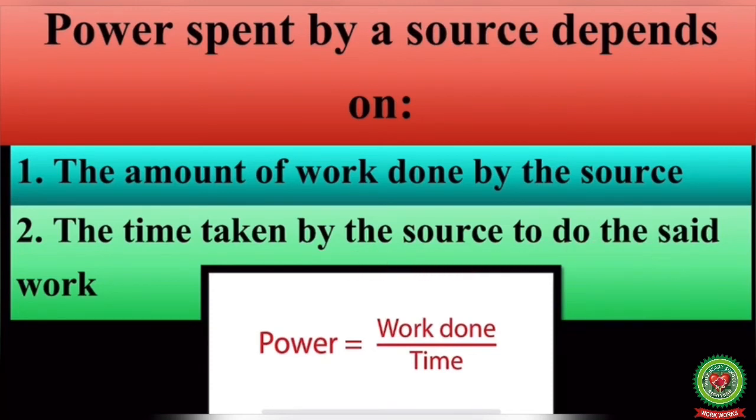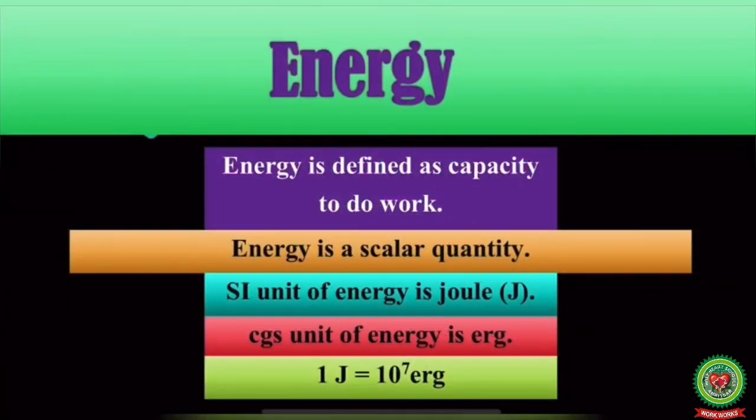The next topic which we will discuss is energy. First of all, we will talk about the definition of energy. Energy is defined as capacity to do work. It can also be defined as ability to do work. Energy is a scalar quantity and its SI unit is joule. The CGS unit of energy is erg and the relation between joule and erg is 1 joule is equal to 10 raised to power 7 erg.